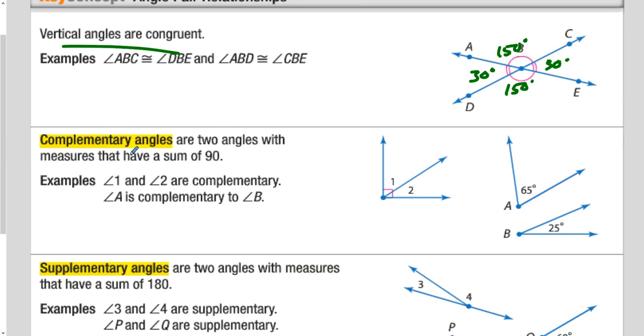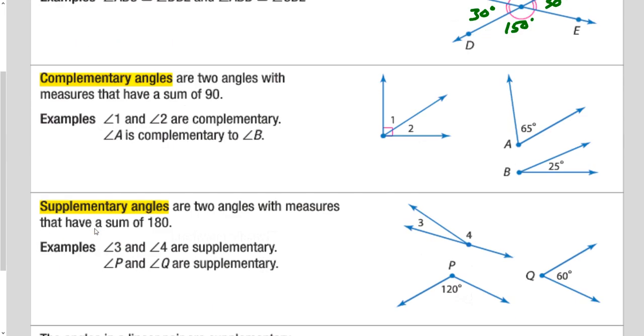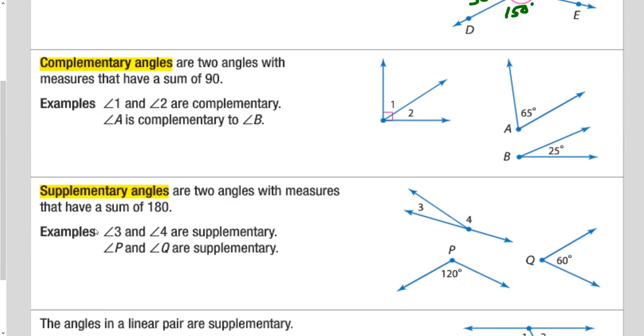Complementary angles add up to be 90 degrees. They can be adjacent, they can be connected, or they can be separate. Either way, they're complementary if their measures add up to 90. Supplementary angles have measures that add up to 180. Again, they can be a linear pair, they can be adjacent, or they cannot be adjacent. It doesn't matter. 3 and 4 are supplementary because they are a linear pair. Angles P and Q are supplementary strictly because they add up to 180 degrees.